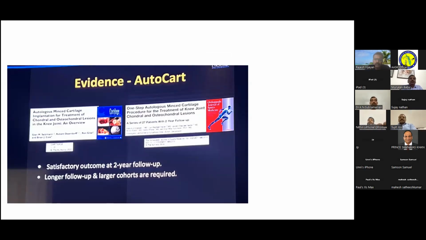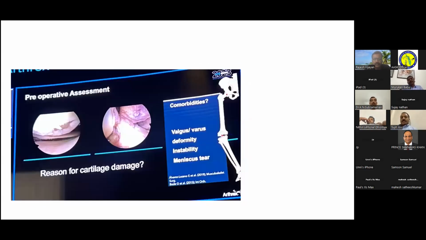Evidence for AutoCart: the problem is that this AutoCart technique has been there only recently, over the last about 2 to 3 years. But the papers from Western countries have shown that they have a satisfactory outcome at about 2-year follow-up. But longer follow-up and larger cohorts are required to tell how good it is going to be in sustainability terms for about 5 to 10 years, so that we do not know. That is the main downside of AutoCart.